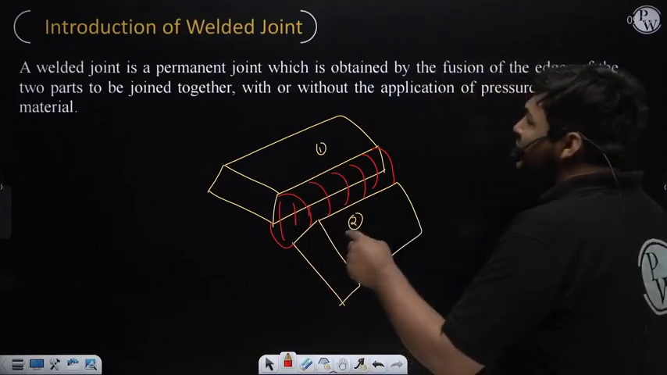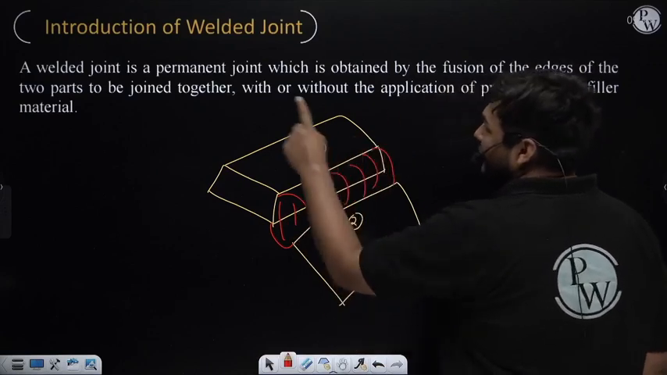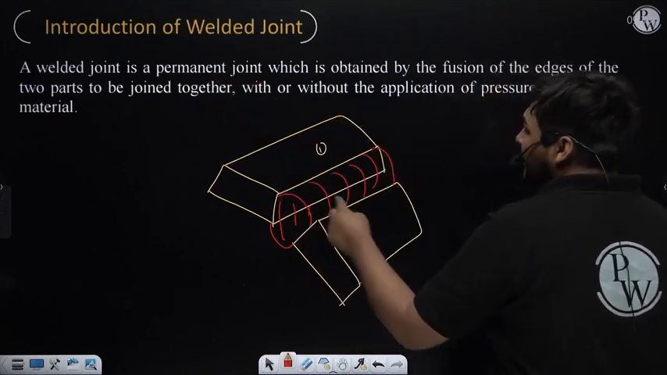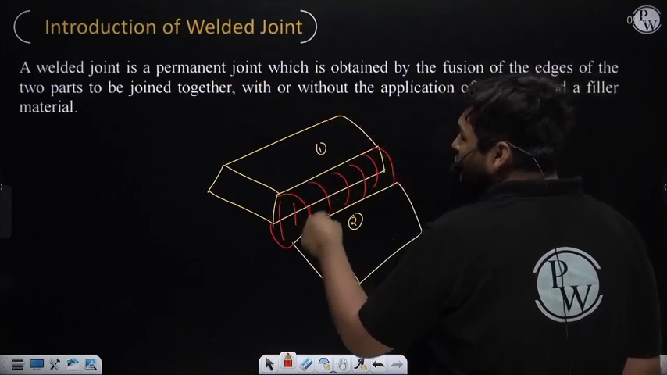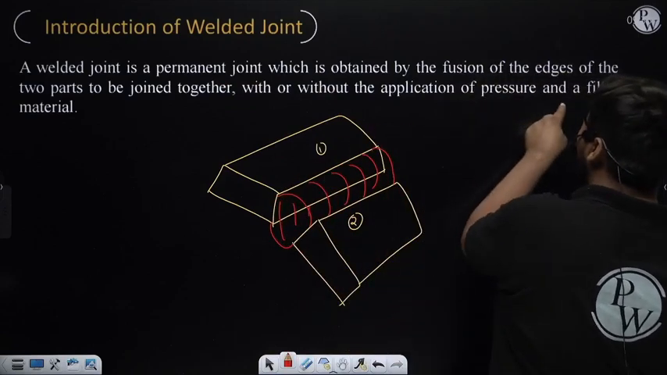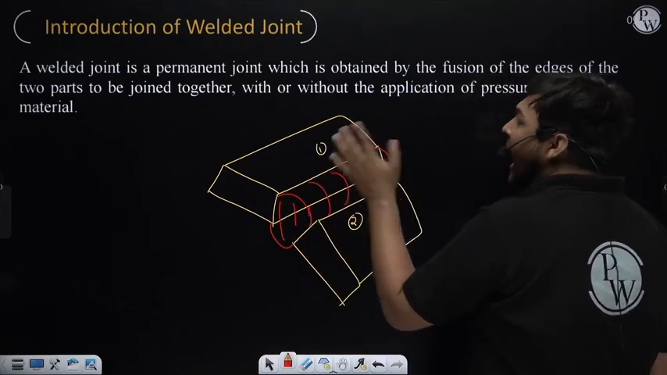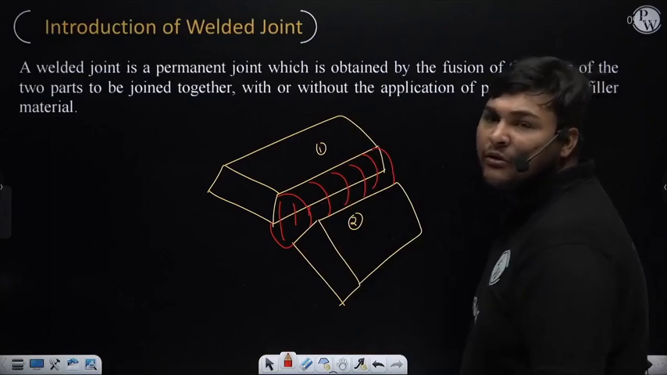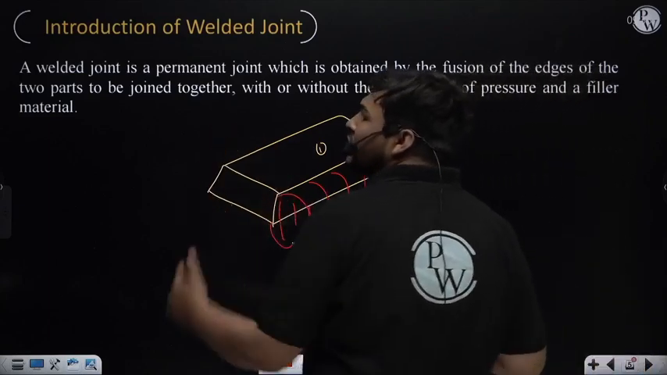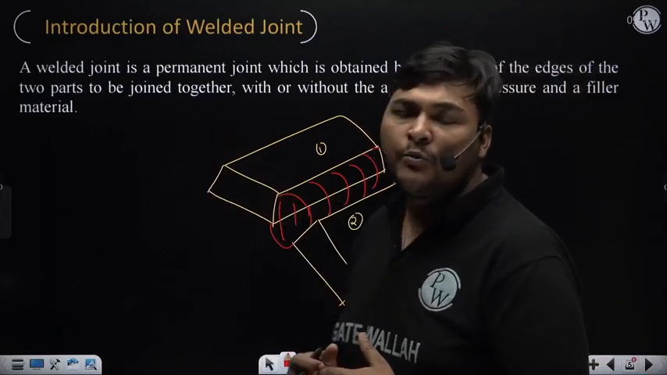So a welded joint is nothing but a permanent joint. First important point, it is obtained by the fusion of material of the two parts to be joined, with or without the application of filler material, and with or without the application of pressure. To join this, you can also apply pressure. It will help to produce a welded joint.